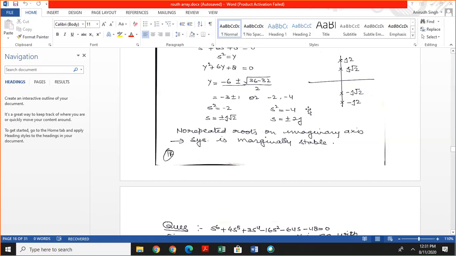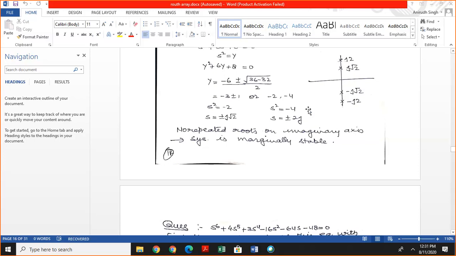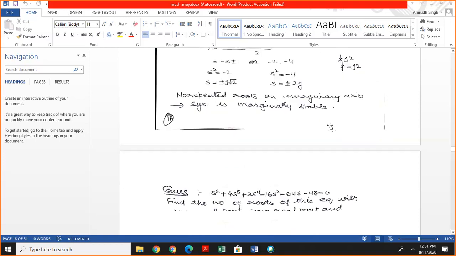So there are non-repeated roots on imaginary axis. So this system is marginally stable. If there are repeated roots on j omega axis, then we get unstable system. If there are non-repeated roots on j omega axis, we get marginally stable.